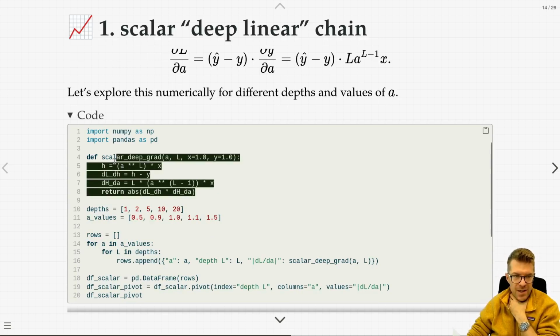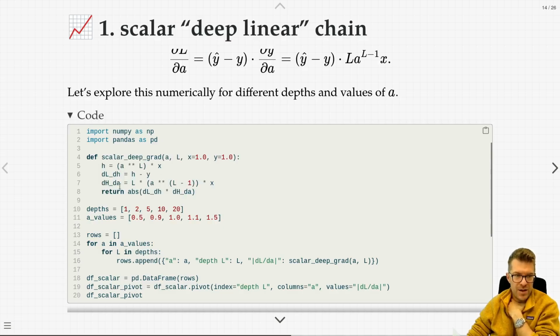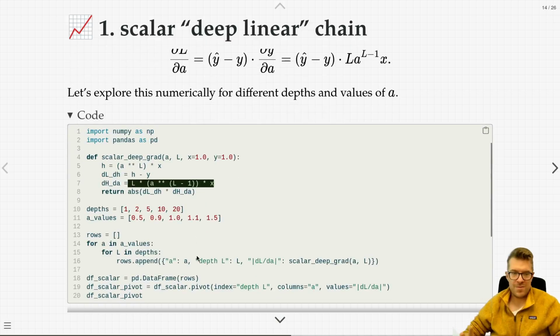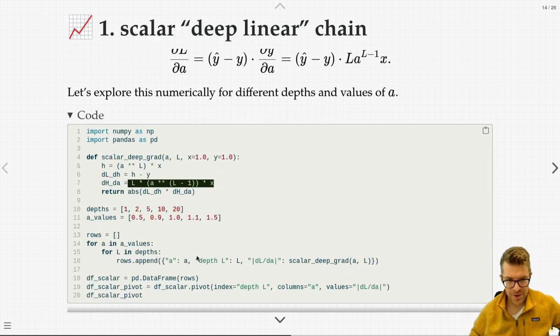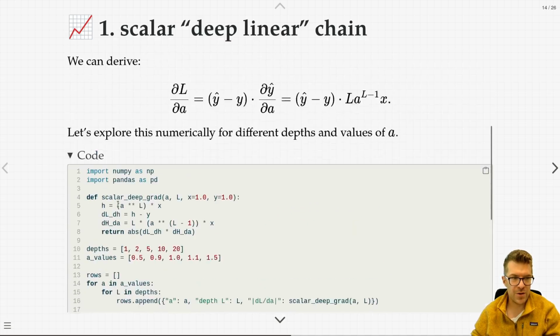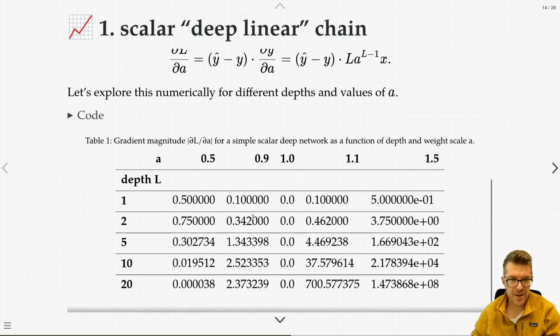And here is just the function that defines the gradients, which follow, like this line 7 is literally just what I just worked out over here in the math. Again, coding and math are so deeply related to one another. And then I just do the experiments over all of my A values and my different possible depths, and store everything, put it into a pivot table, and let's take a look.